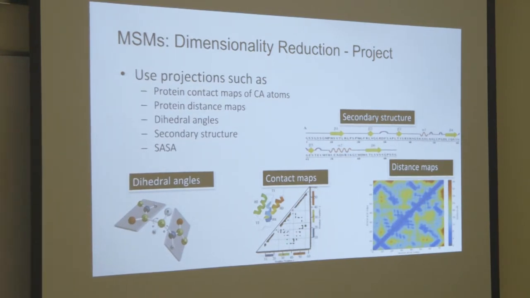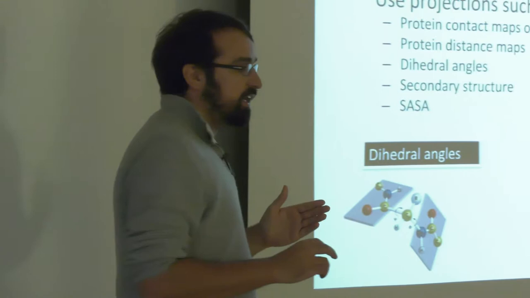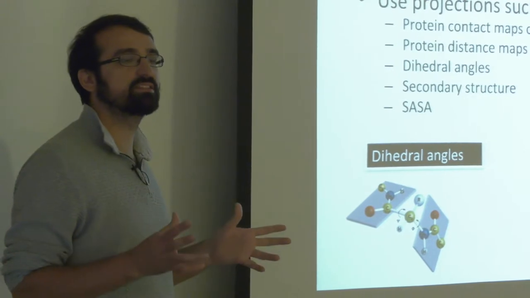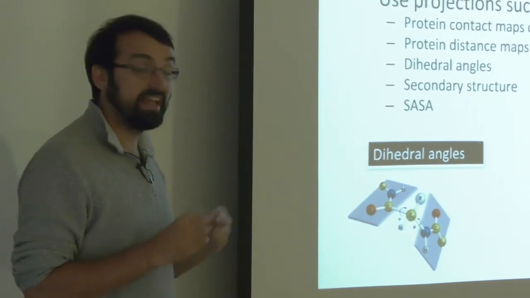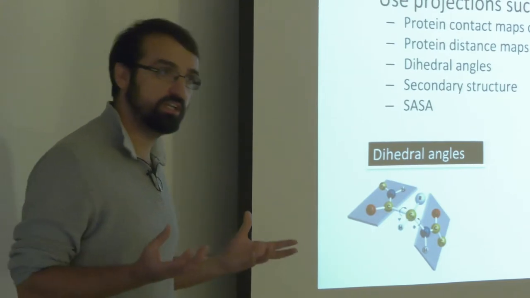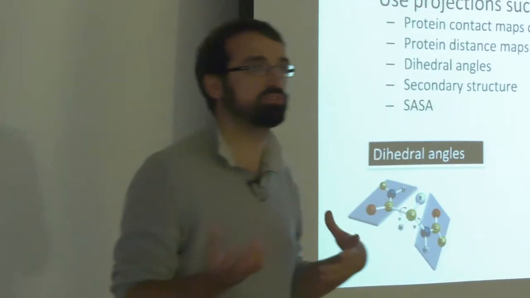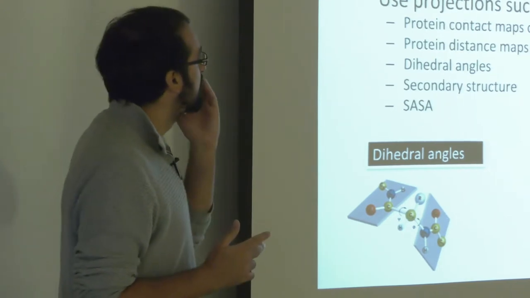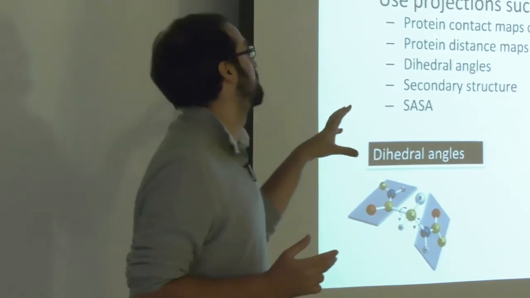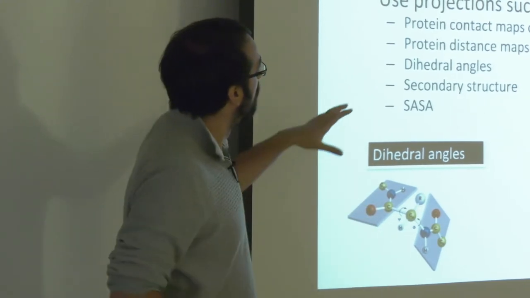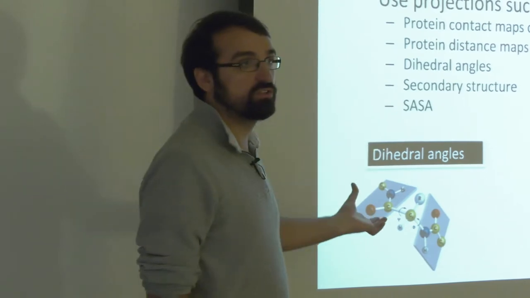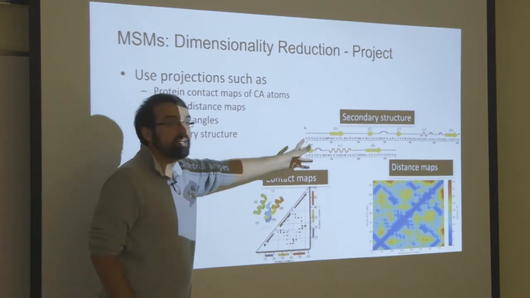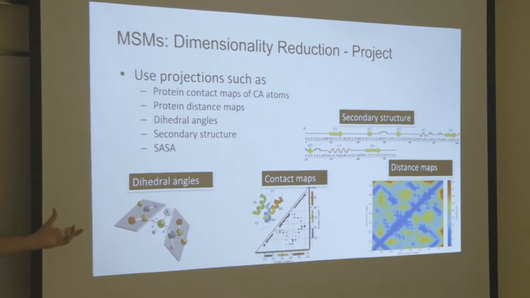So dimensionality reduction, the projections that I was talking about. Molecular dynamics simulations are very high dimensional data, because this is tens of thousands of atoms. Each one has an XYZ coordinate. It also has velocities, which you can exclude sometimes or many times, but still it's high dimensional data. So normally what you can do is project this data into lower dimensions. You can use different frameworks depending on what your type of problem is: dihedral angles, contact maps, distance maps, secondary structures. There are different ways of doing this.